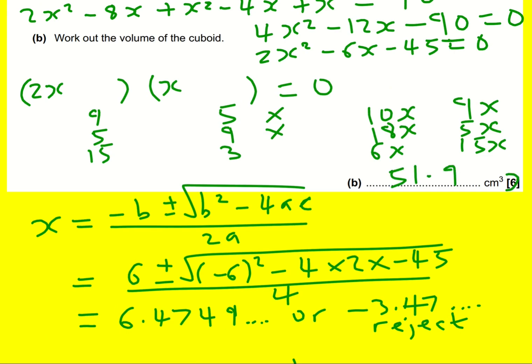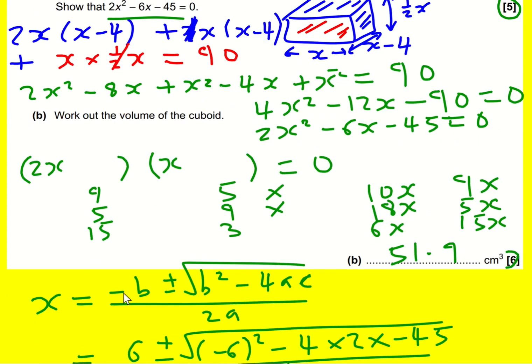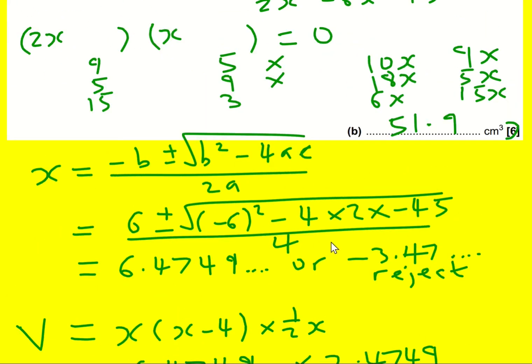Okay, so quite a lot to do there. Get your cuboid drawn, get the equation. Once you've got the equation, in this case it doesn't factorize, but you could complete the square as well. Quadratic formula, nice, and if you can remember that, learn it, and then you can just apply that, and then just remember to substitute it in at the end and get your volume.